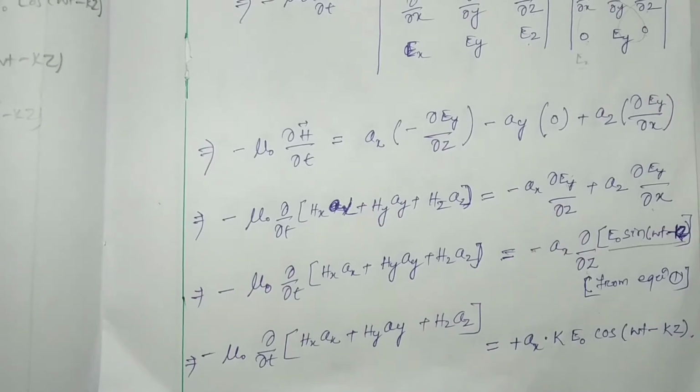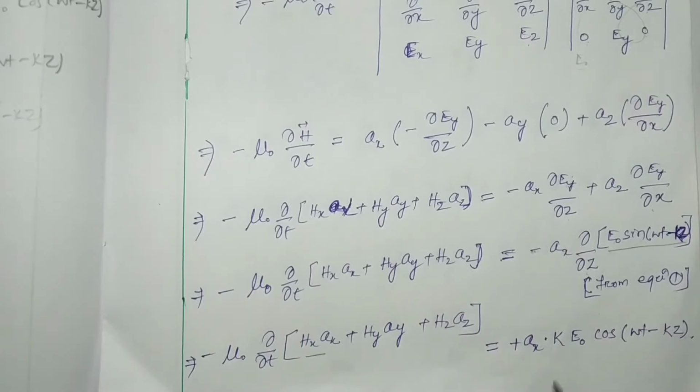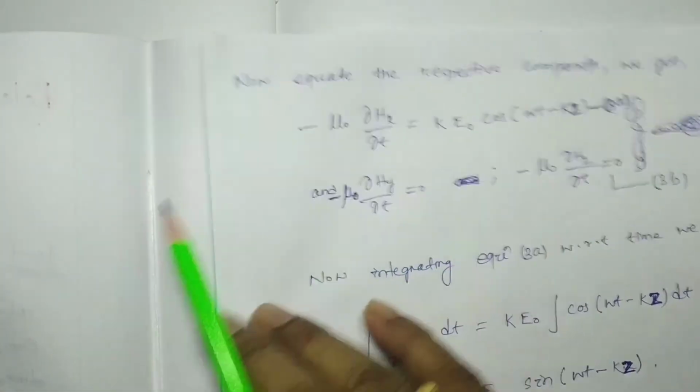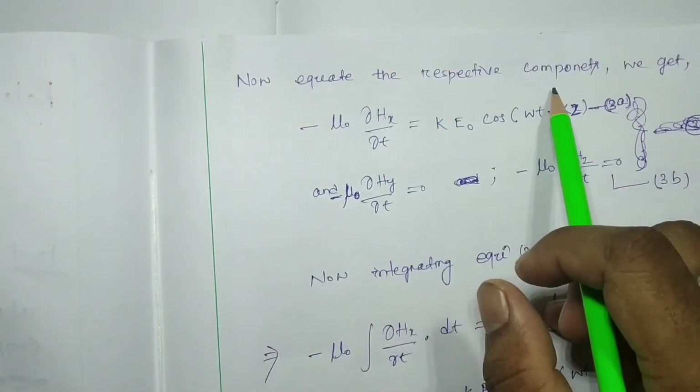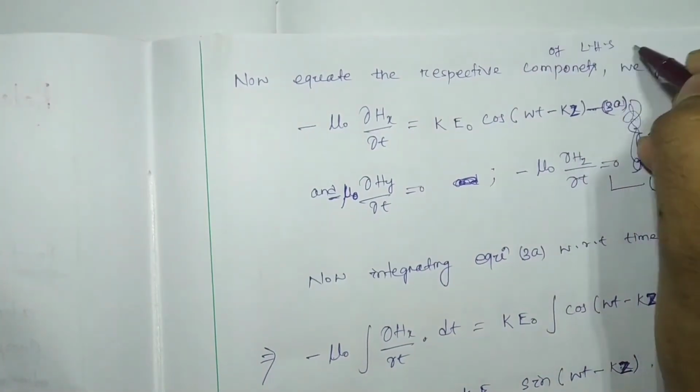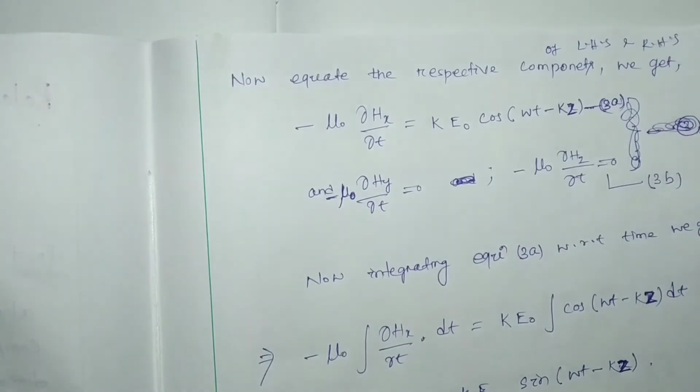Now we are going to compare the x component of the left hand side with the x component of the right hand side. Here we can get only the x component. The y component and z component we will not find whenever we compare all the components of LHS and RHS. So the same thing has been written there. Now, equating the respective components of LHS and RHS, we get what?